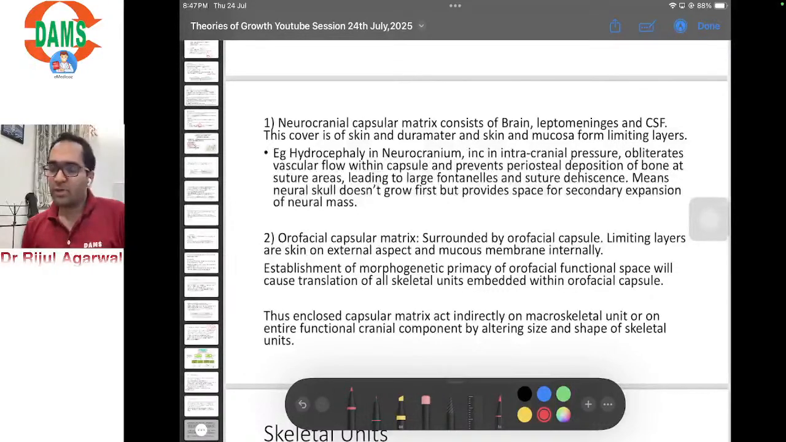Pressure increases, vascular flow will be obliterated, leading to the absence of periosteal deposition of bone at the sutural areas. Now if the sutures do not close, the fontanelles will increase, and what does a hydrocephalic head look like? A broad, large head. That's why the growth of the soft tissue regulates it. Vice versa, the opposite process, I have explained with examples, try to explain.